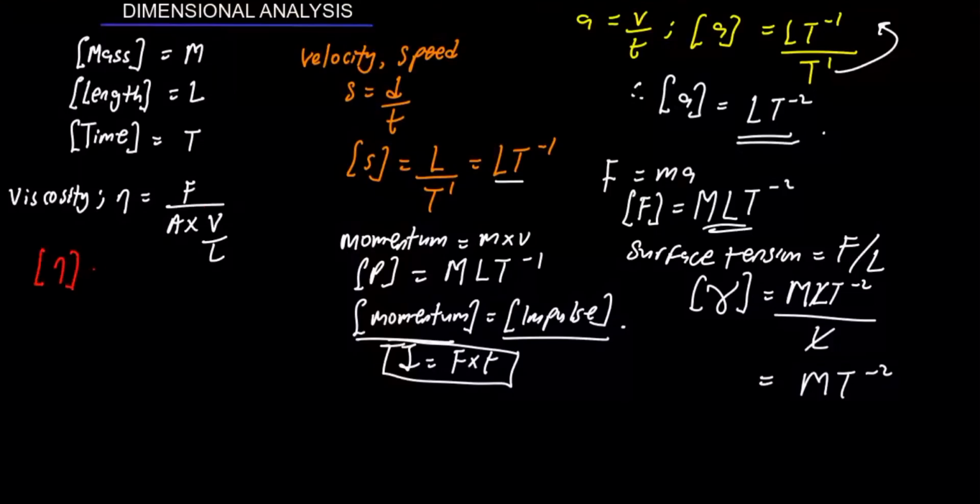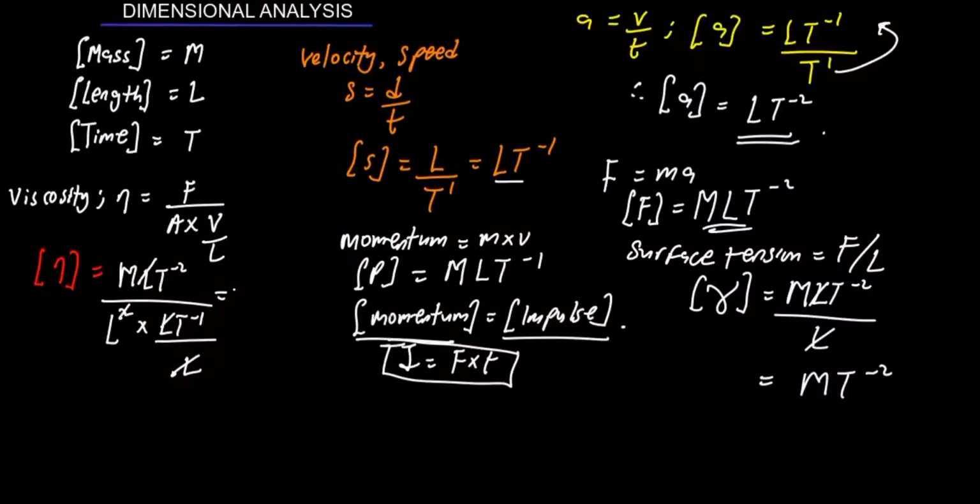The dimension of force is what? I have MLT to the minus 2, over area, which is L squared, times velocity. We have done it before, and that is LT to the minus 1. Then all over L is 1. This will take care of this, very sure. And also this length here, we also take care of one of these. So I'll be left with M.